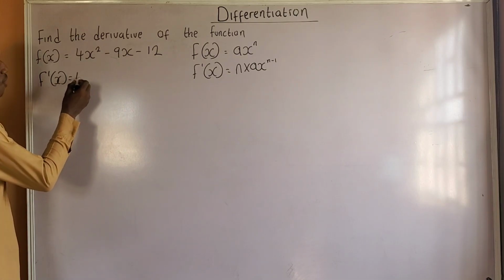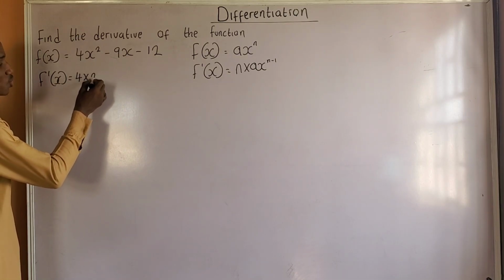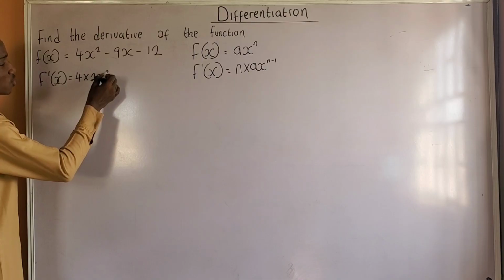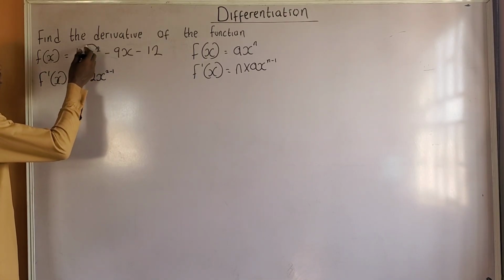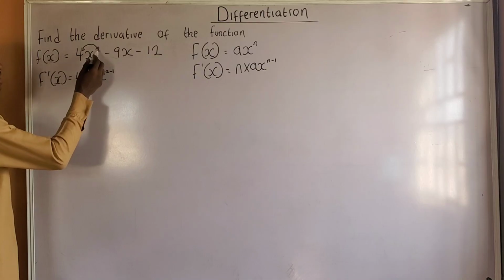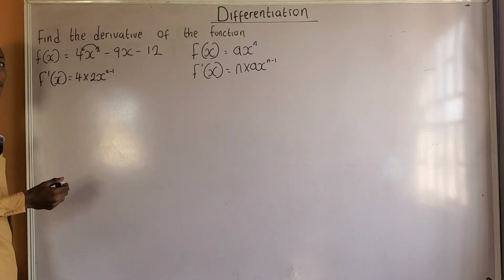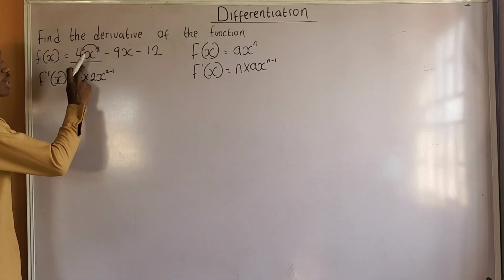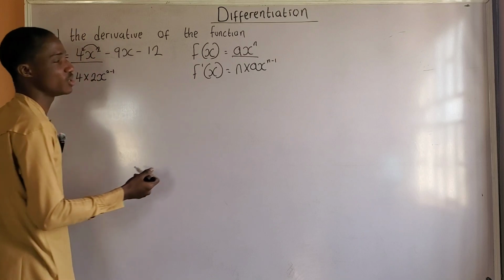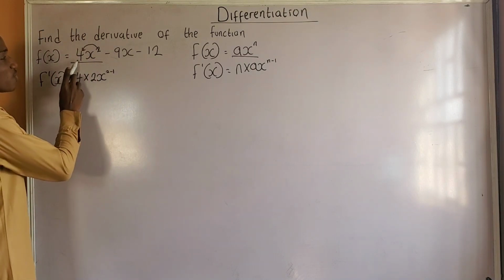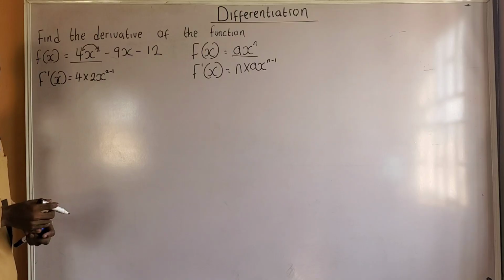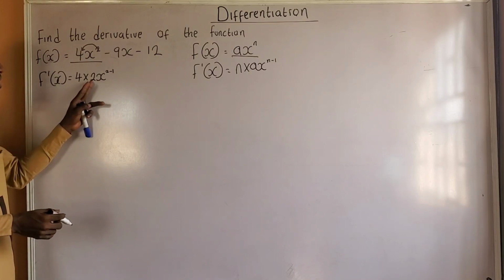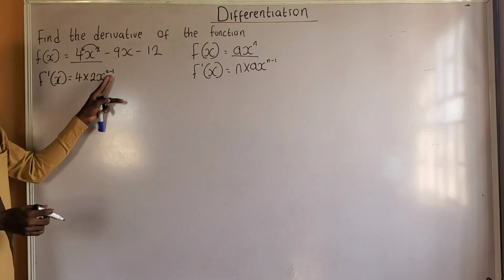Okay, so let us start with the first term here. We're going to have 4 multiplied by 2x raised to the power of 2 minus 1. Don't forget, because I told you the power is going to multiply the coefficient of x, and this power is going to reduce by 1. Are you getting it? So if you compare 4x squared and ax raised to the power of n, you will discover that the value of a is 4. And n is the power to which x is raised. Do you get it? So I'm going to have 4 times 2x raised to the power of 2 minus 1.